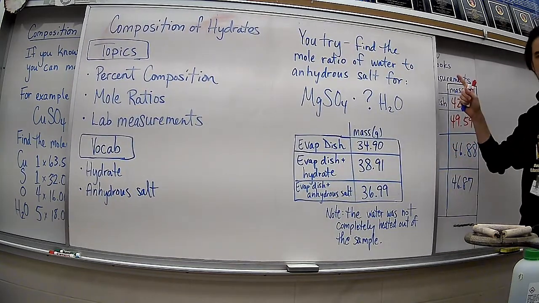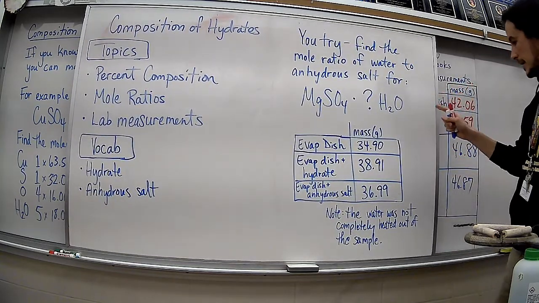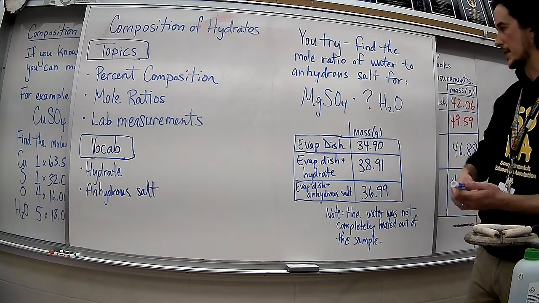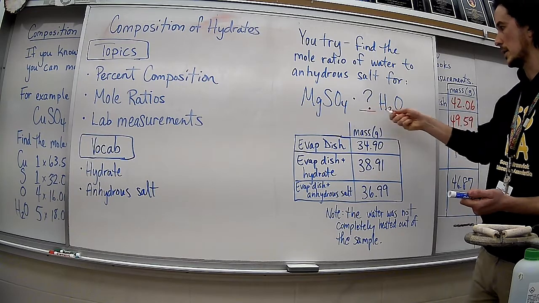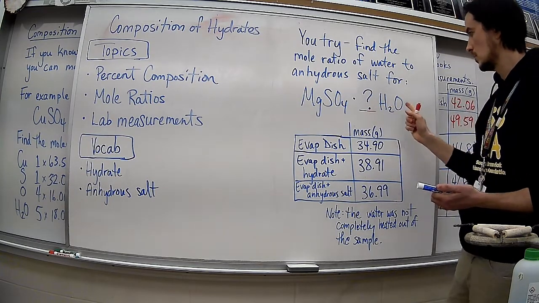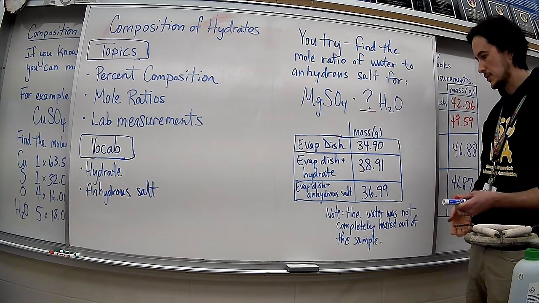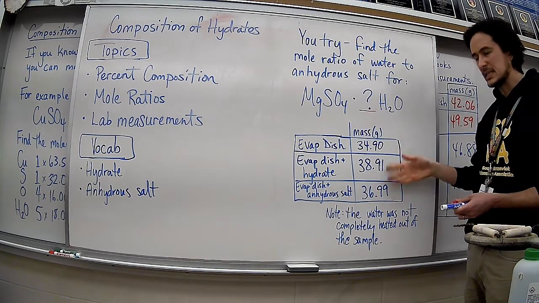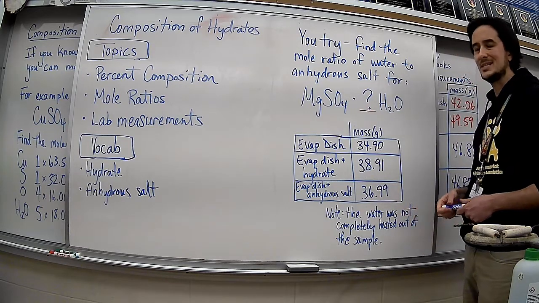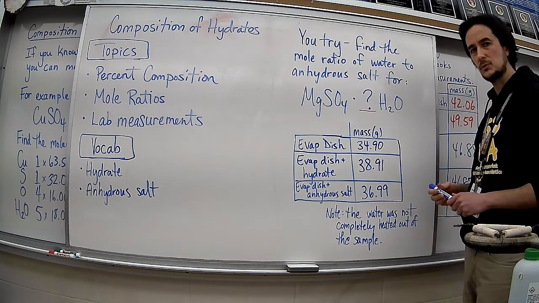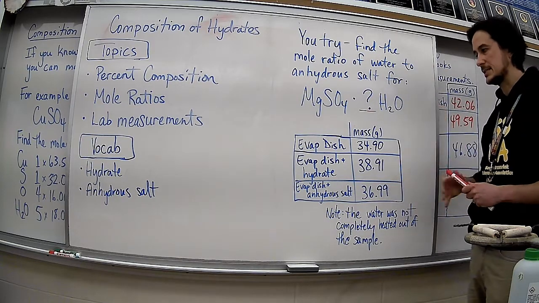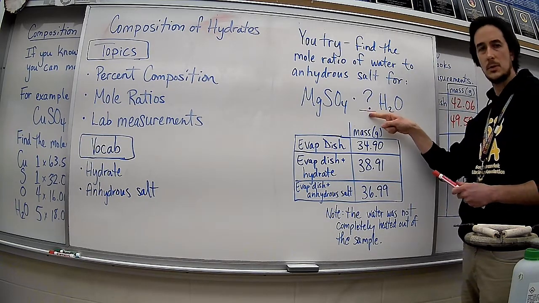Now you should be able to do a calculation like this. So if you had magnesium sulfate and you were trying to figure out what is the mole ratio of magnesium sulfate to water, here's some data you can use. I will note this is lab data. I did this myself earlier today. The water was not completely heated out. I was running a little bit low on time in class. So you should be able to use this data to figure out what number goes there.